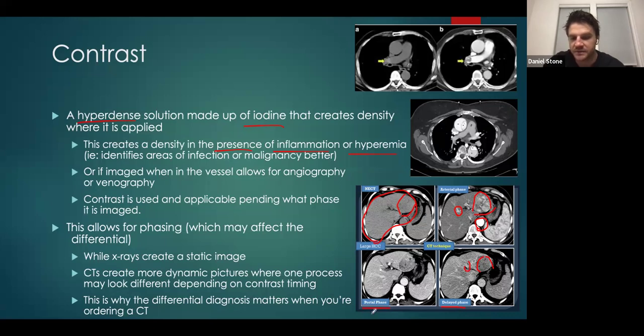The portal phase is very specific for the liver, but just notice how different the liver looks when the contrast is allowed a little bit of time to extravasate. The portal phase is shot just a little bit after the arterial phase, and you can tell because there's still contrast in the aorta. So phasing of contrast is extremely important. This also implies that while X-rays create a static image, CTs can create a more dynamic image and certainly add to differentials based off of when you're timing the contrast.